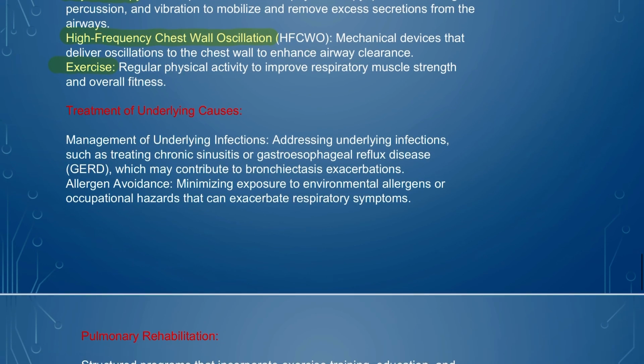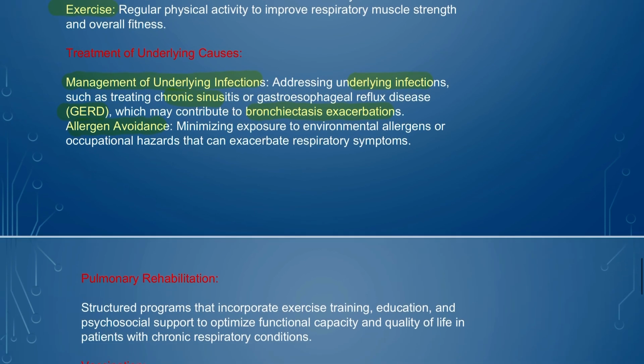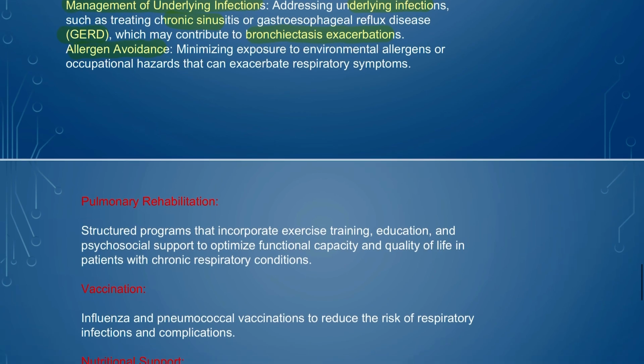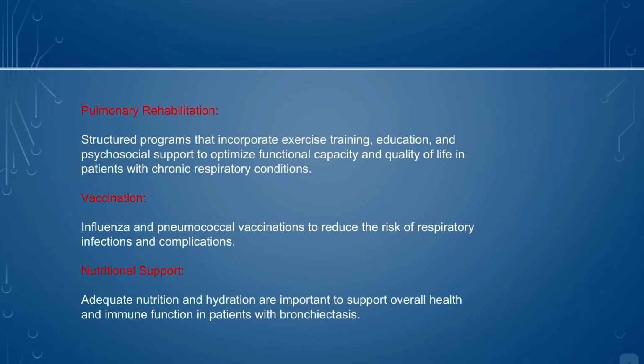And treatment of the underlying cause. Obviously, we want to manage the underlying infections like chronic sinusitis, and GERD, which all contribute to bronchiectasis exacerbations. Allergen avoidance means minimizing exposure to environmental allergens or occupational hazards that can exacerbate respiratory symptoms. Pulmonary rehabilitation is a structured program that incorporates exercise training, education, and psychological support to optimize functional capacity and quality of life.